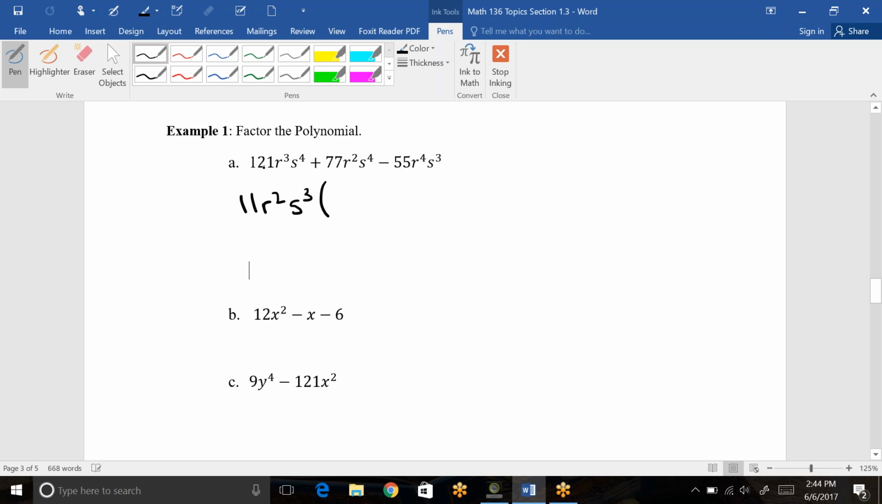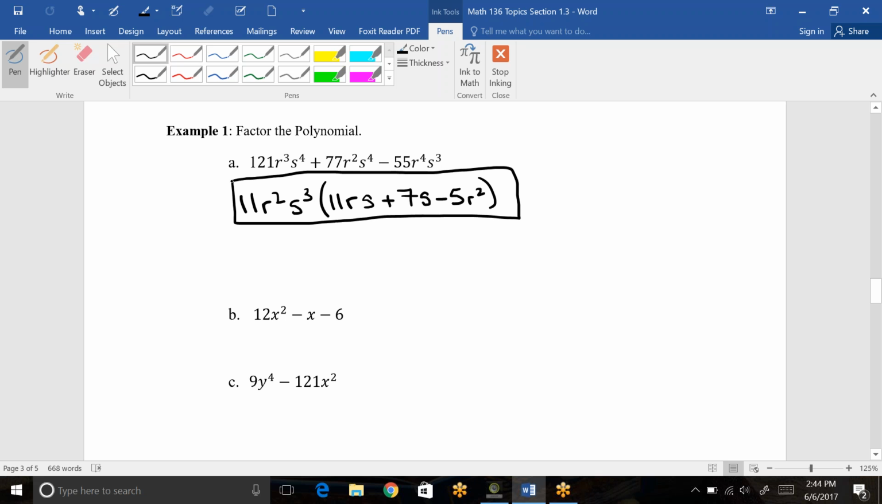So if we divide that out, 121 divided by 11 is 11. R cubed take away 2 would leave me with 1R. S to the 4th take away 3 would leave me with 1S. 77 divided by 11 is positive 7. R squared comes out, and we would still have 1S. Negative 55 divided by 11 is negative 5. We would have 2 R's left over and no S's. So that is my factored form.